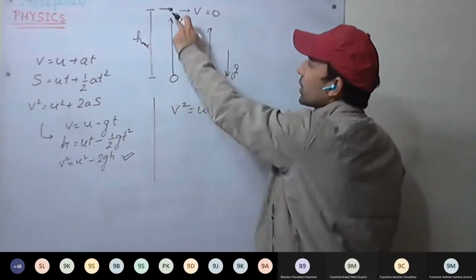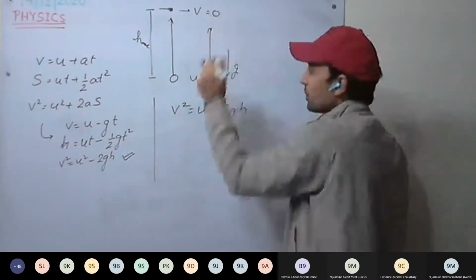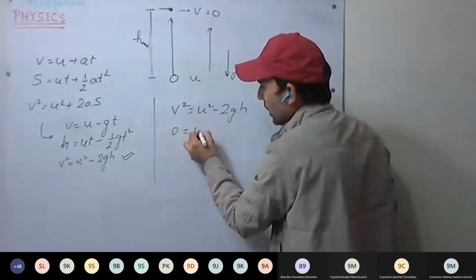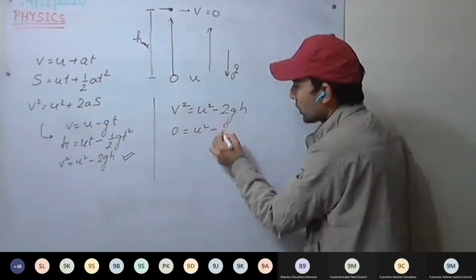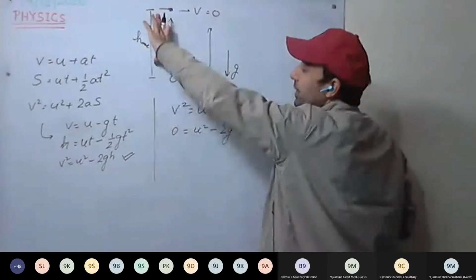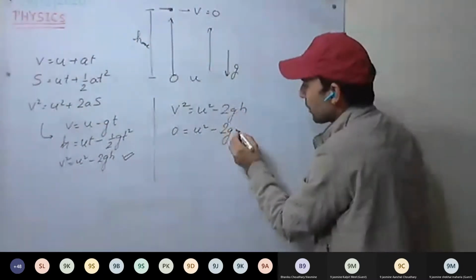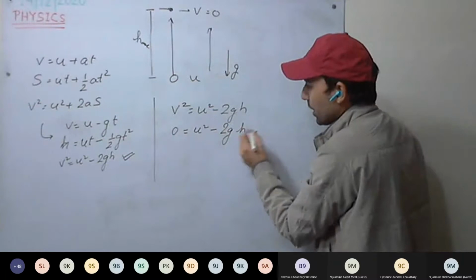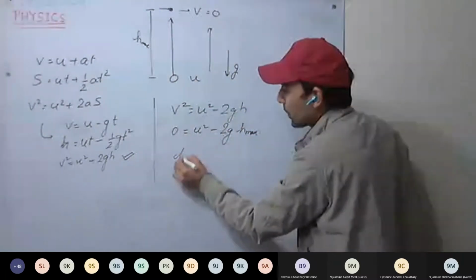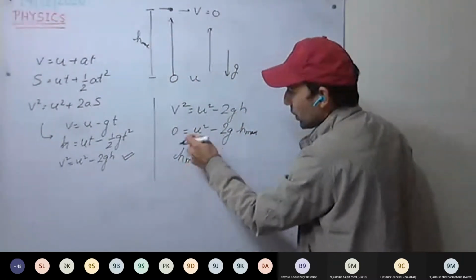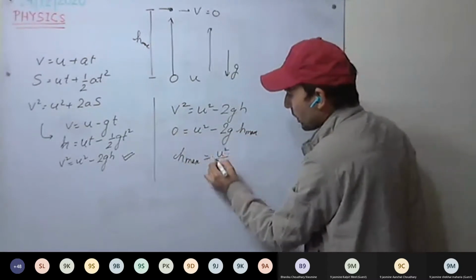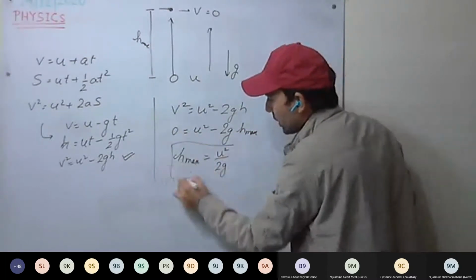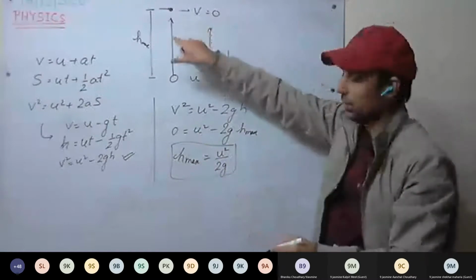Now at the top point, V is 0, final velocity is 0. The initial velocity is what we have provided, U square minus 2G, and the height reached we are denoting by H max. Now it's just the calculation. So H max equal to U square upon 2G. This is the maximum height reached.